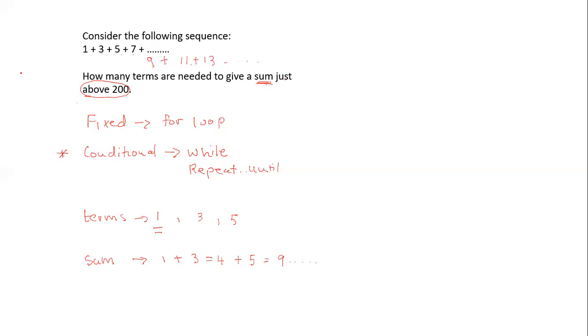But the question wants to know how many terms. So as much as we have the terms, and we are summing up the terms, we also need a counter to count each term as we are summing it up. So the counter is going to be quite straightforward. It'll be 1, and then it'll go 2, and then 3, and then 4. So it's a basic counter that increments in 1.